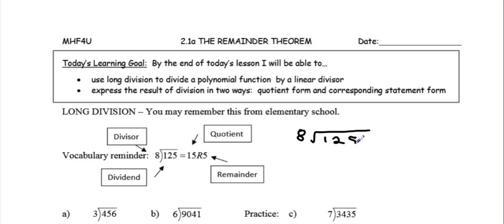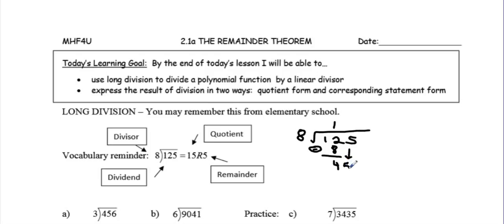And we ask ourselves, how many times does 8 go into 1? And you would say no times, 0. So we would normally not put a 0 in the front of a number. So we're just going to move on and say how many times does 8 go into 12? And that would be 1. 8 times 1 is 8, so that's where I'm putting that down there. And then I'm going to subtract. So 12 minus 8 is 4. Then I'm going to bring down the 5.